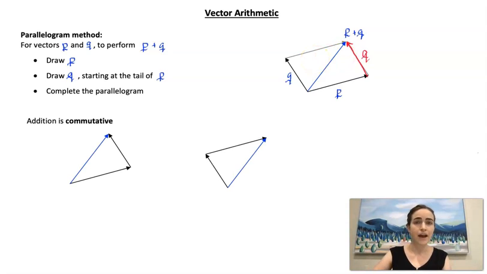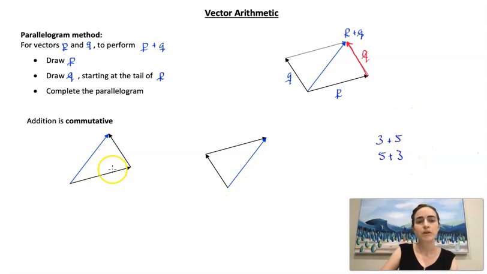Now, two important things about addition with vectors is that addition is commutative. So when we're talking about numbers and we say addition is commutative, we mean things like 3 plus 5. Well, that's exactly the same thing as 5 plus 3. They both give you 8. It works the same way with vectors.